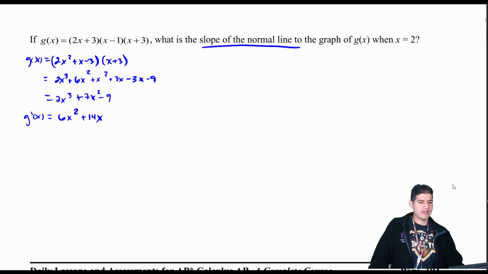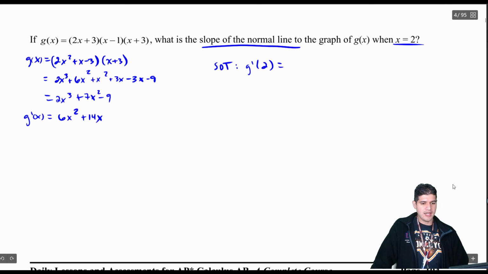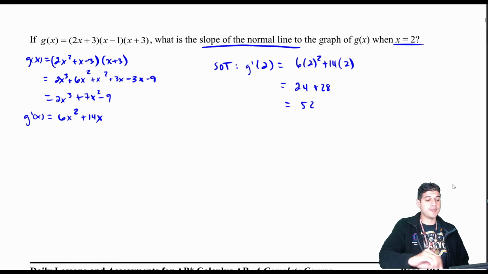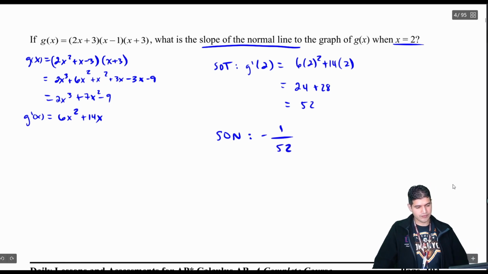So now we want to find the slope of the tangent line first. So we want g prime when x is 2, so g prime of 2, and that's going to get me 6 times 2 squared plus 14 times 2. So that's going to get me 24 plus 28, which is 52. But I'm not done because I want to find the slope of the normal line. So slope of the normal line is going to be the negative reciprocal, or negative 1 over 52.